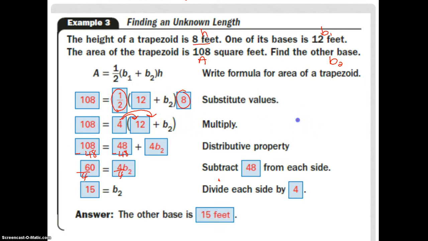At this step right here, instead of doing distributive property, you could actually divide by 4, and you'd end up simplifying the problem on each side. So you get 27 equals 12 plus b, and how do you get rid of 12 that's being added? Subtract. You can see that 27 minus 12 is 15, so it is the same thing. So you kind of skip the distributive property if you get rid of the multiplying by 4 first.